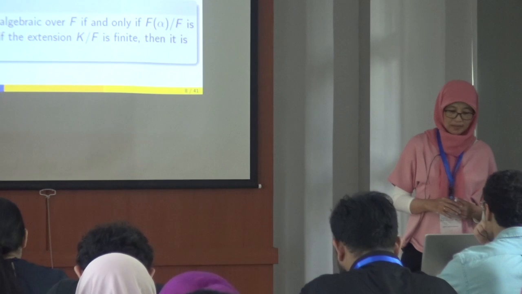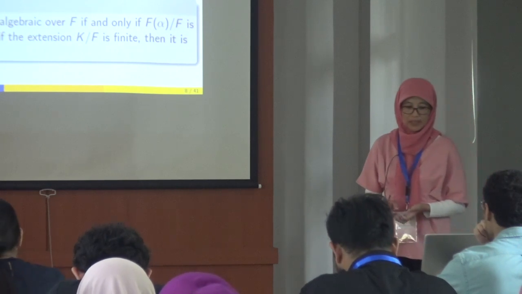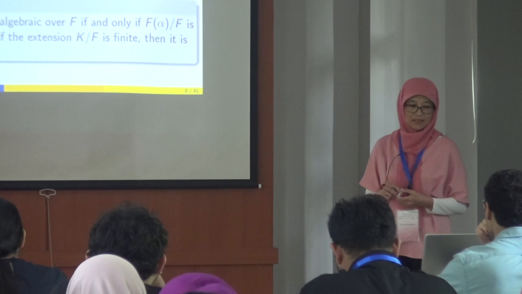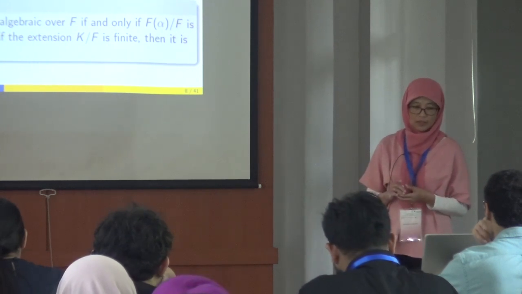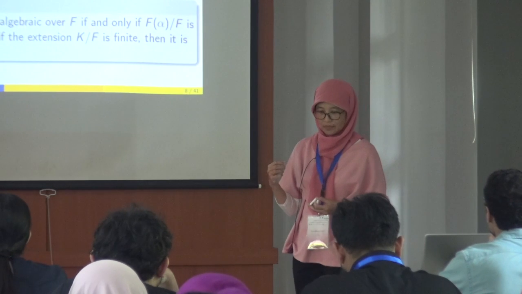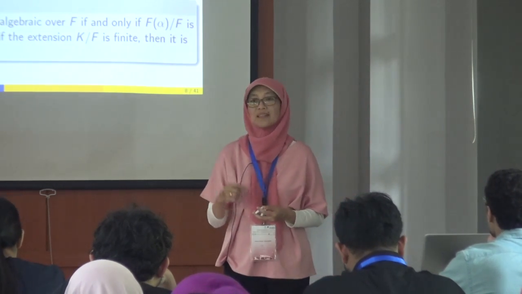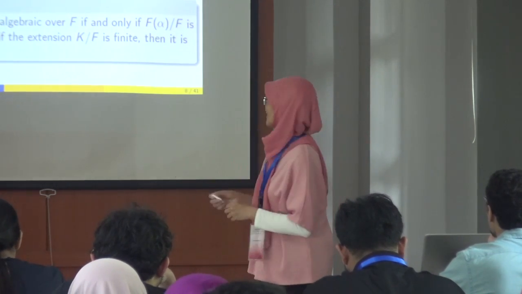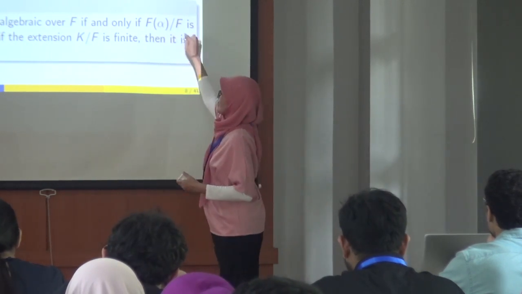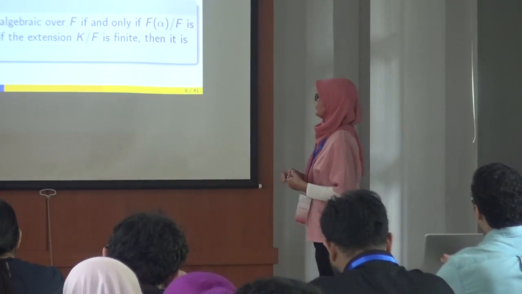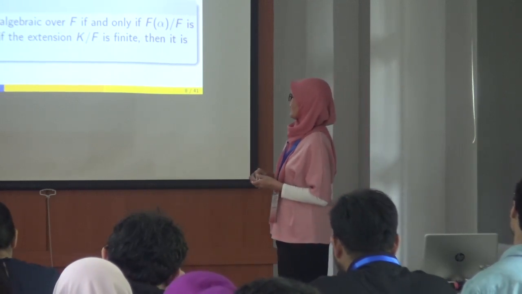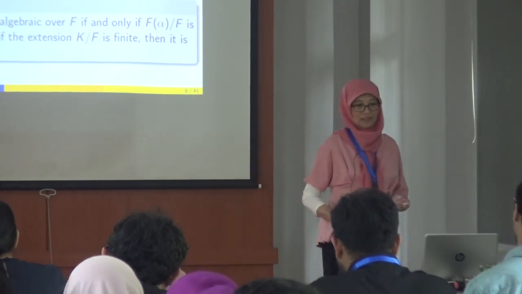The element alpha is algebraic over F if and only if F(alpha) over F is finite. This is a necessary and sufficient condition when you characterize whether an element is algebraic or not. You can see it from this proposition. So if it is finite, then alpha is algebraic over F. Moreover, if the extension K over F is finite, then it is algebraic. This is a good condition.